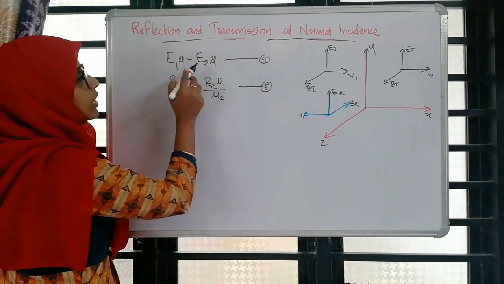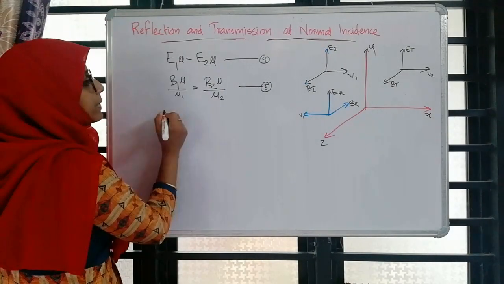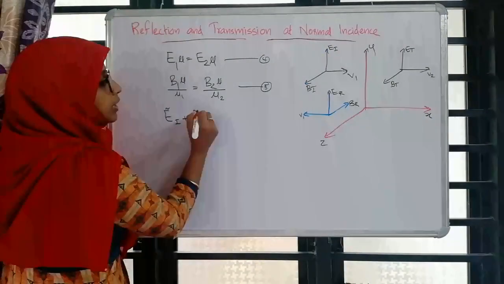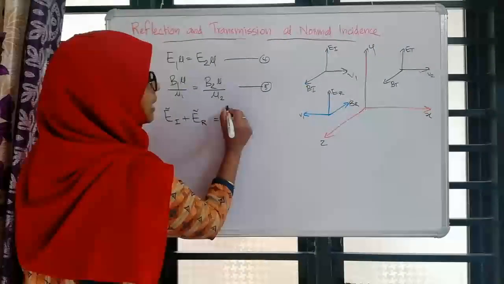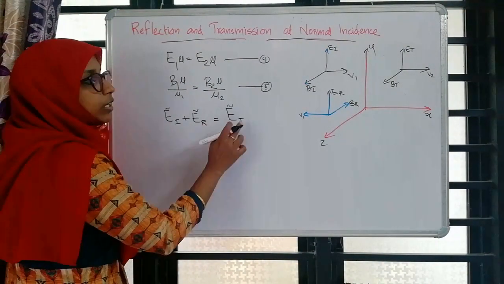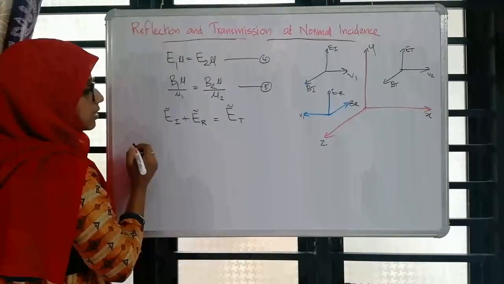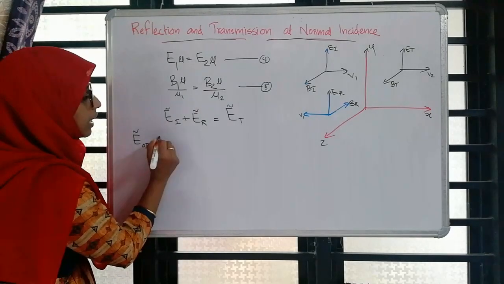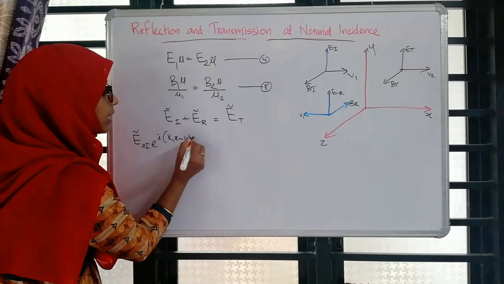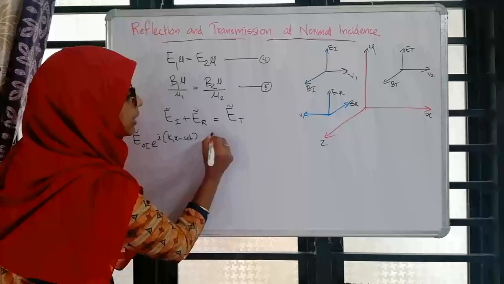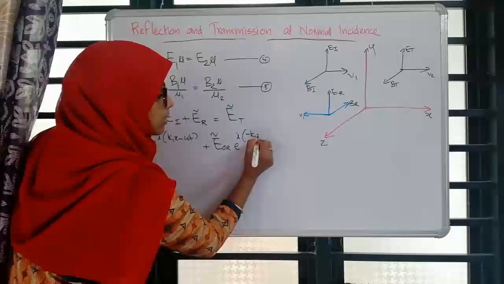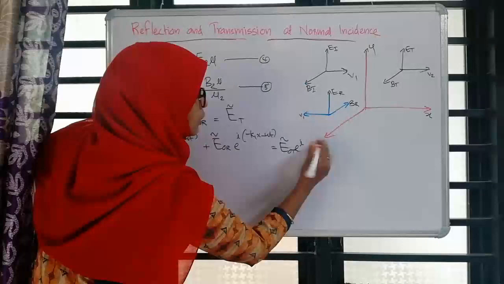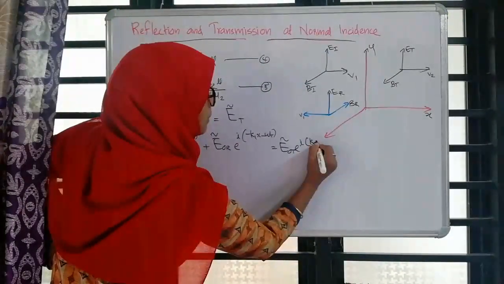So, I am considering, starting from the first equation, the resultant electric field in the first medium is equal to the resultant electric field in the second medium, that is E_I plus E_R is equal to E_T. From equations 1, 2 and 3, I am going to substitute: E_0I e raised to i(K1 x minus omega t) plus E_0R e raised to i(minus K1 x minus omega t) is equal to E_0t e raised to i(K2 x minus omega t).